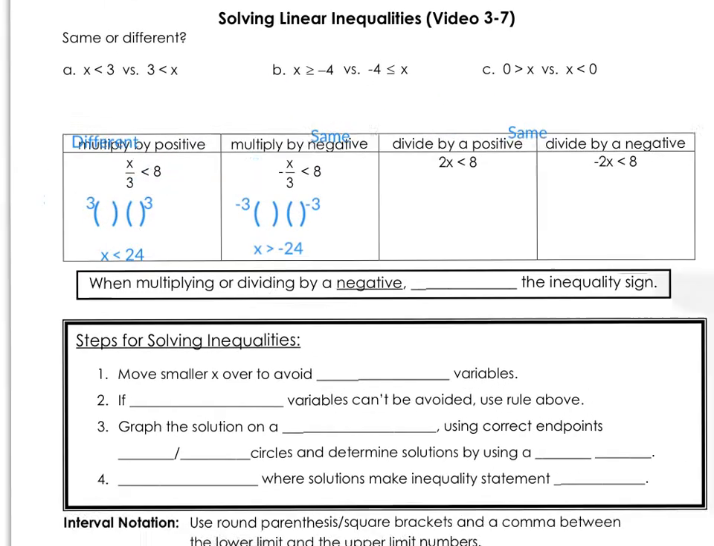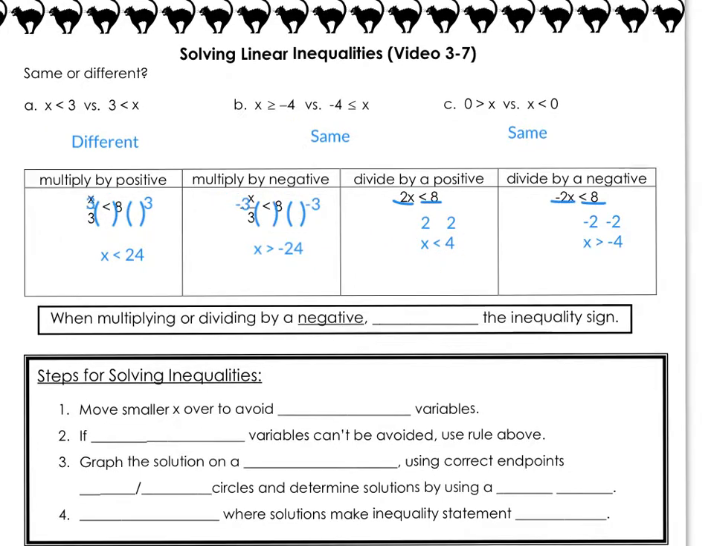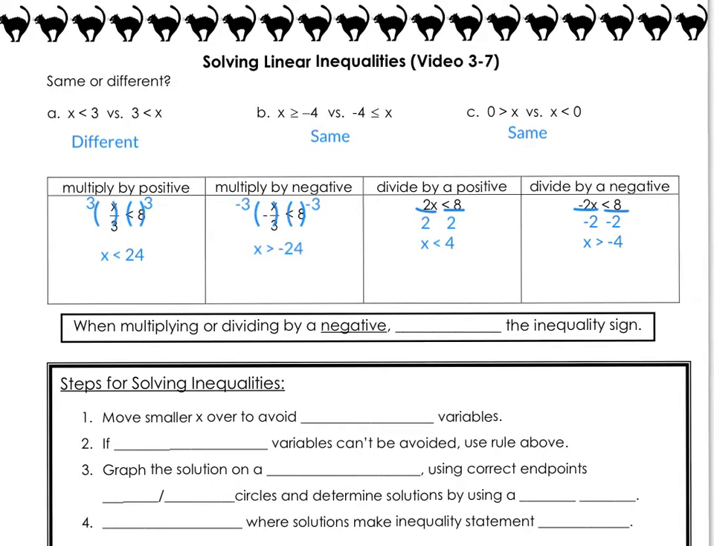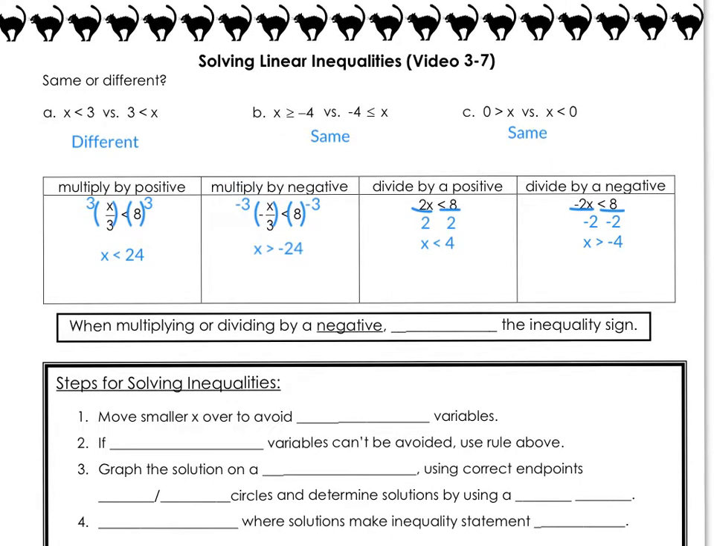But when we divide by a positive, like the next example, when I divide by 2, I get x is less than 4. No need to flip the inequality in these examples. But when I divide by a negative, like in the next example, I do have to switch the inequality because that's the rule. So then it gets x is greater than negative 4. So when multiplying or dividing by a negative, we have to switch or flip the inequality sign.